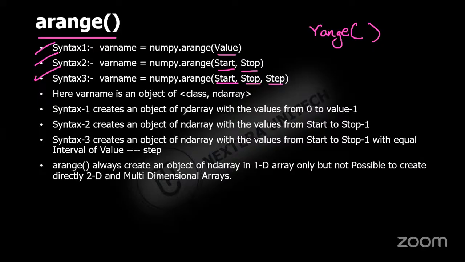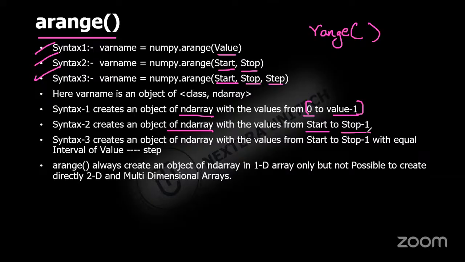Syntax one says it helps us to create an n-dimensional array object where it starts from by default 0 till value minus 1. Till whatever value we specify, it creates the elements from 0 to value minus 1. What does syntax 2 say? It creates an n-dimensional array object. The values will start from the start value till stop minus 1.